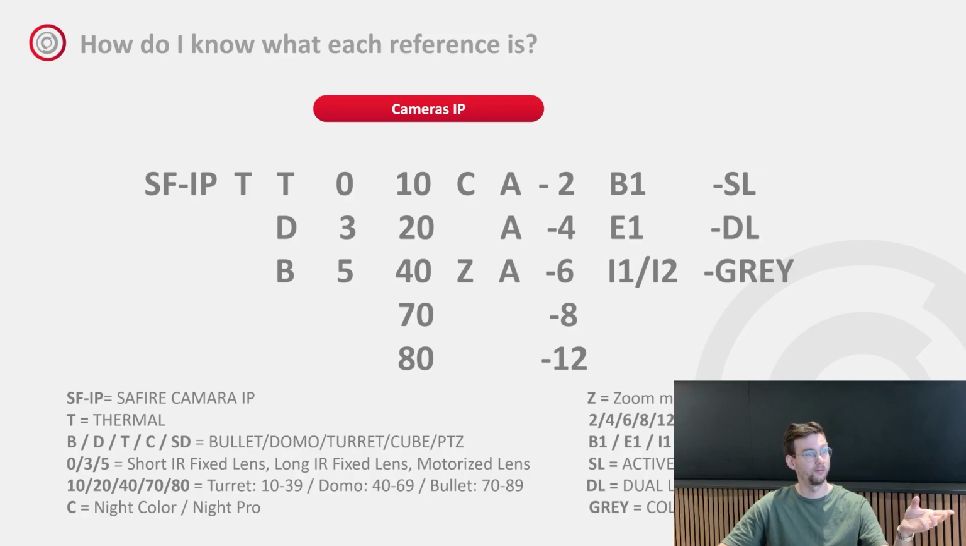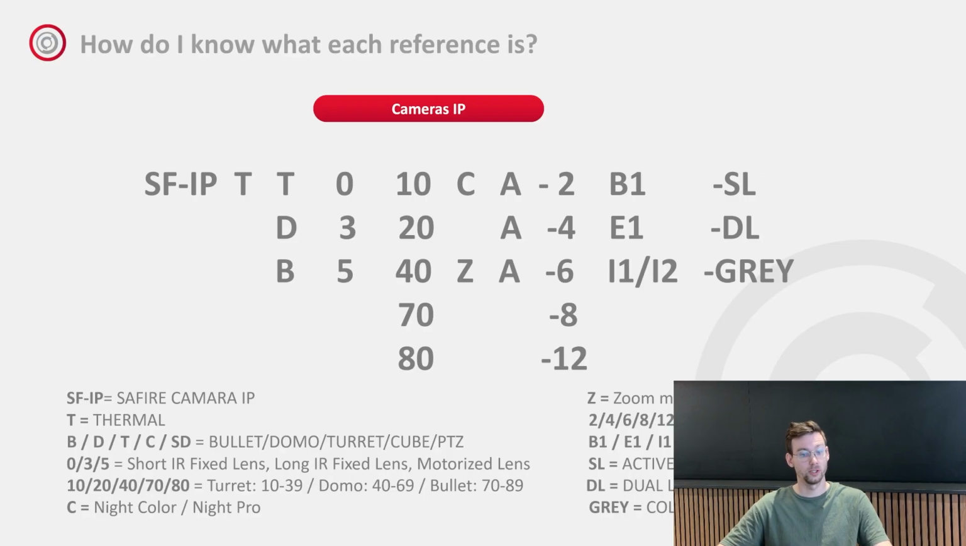And then we have the C or Z option, which gives us an idea if it's either a night color or a night pro camera, even though in the newer models, we also have it written in the model number itself, the night pro at the very end. And the Z is also giving us an idea again, if it's fixed or if it's motorized zoom lens. Then also for smart cameras, we have from 2 all the way up to 12 megapixel resolution. So basically everything you can ask for.